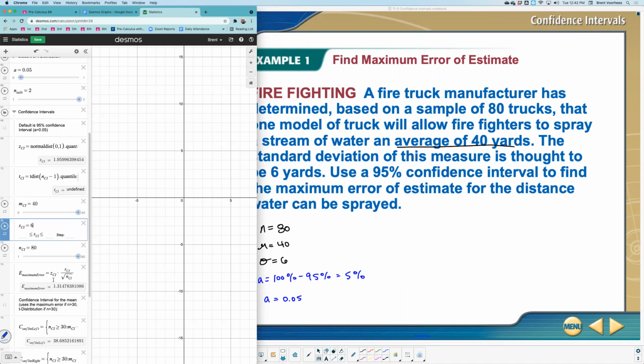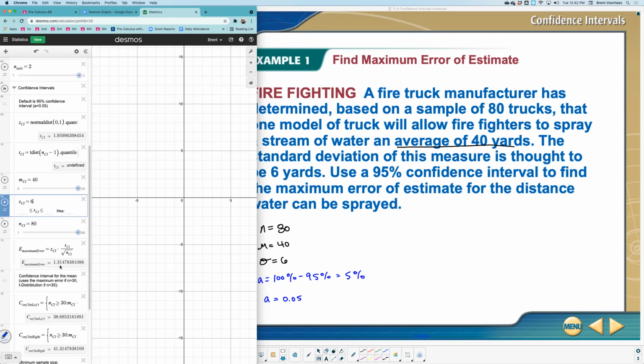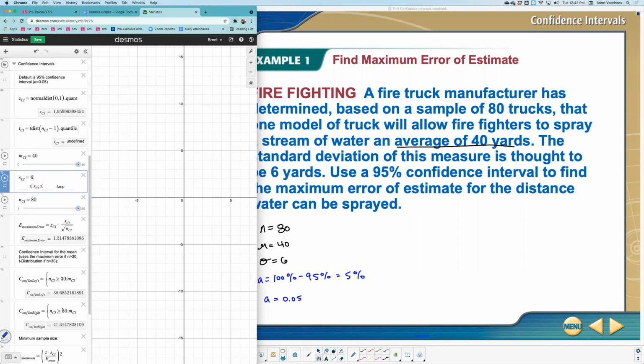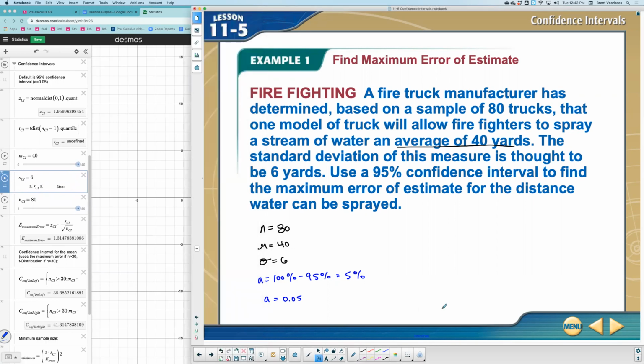Okay, so when I do this calculation, the maximum error according to the calculator is going to be 1.31, and we're going to see what the confidence interval is. On this particular problem, the confidence interval, the way you would write this, is you take this value, which is 38.69, I'm going to go to the nearest hundredth, is less than or equal to the mean, which is less than or equal to 41.31.